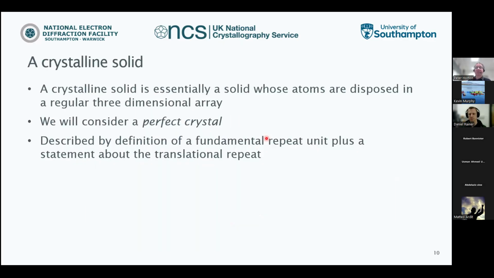Now, what is actually a crystalline solid? Crystalline solids have the atoms, whatever's inside it, arranged in a regular three-dimensional array. When we're discussing what's going on, we consider crystals that are perfect. And perfect crystals do not exist in the real world. So there are always imperfections, there are defects.